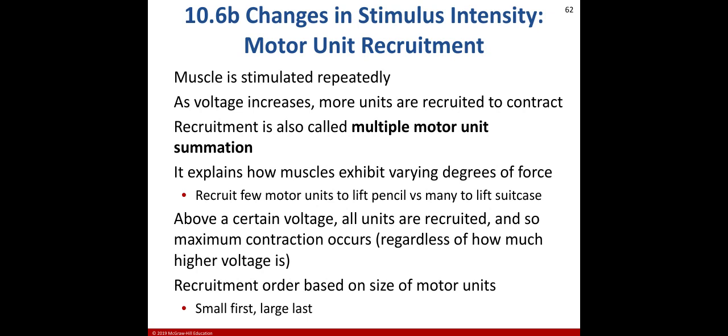Once you get to a certain voltage and all of the units are recruited to work, you are at this maximum contraction, and no matter how much more you increase the voltage, it's not going to do anything. And we recruit based on the size of the motor unit. So you'll go with the small motor units first, the largest last.